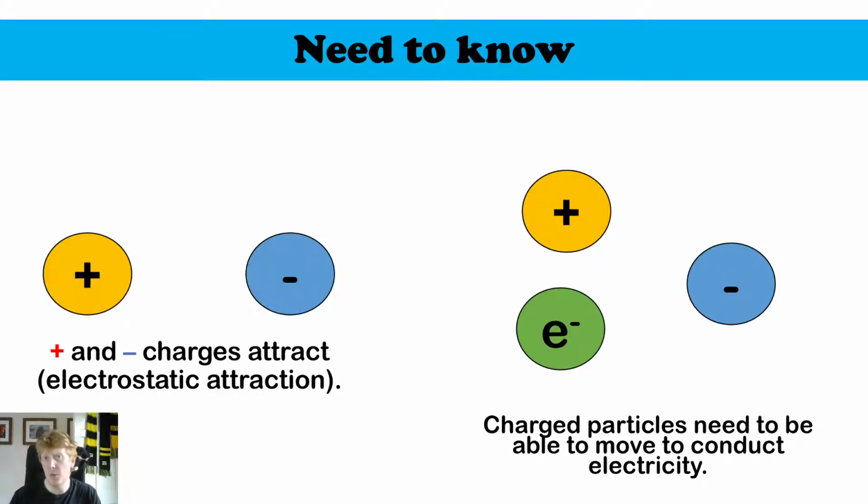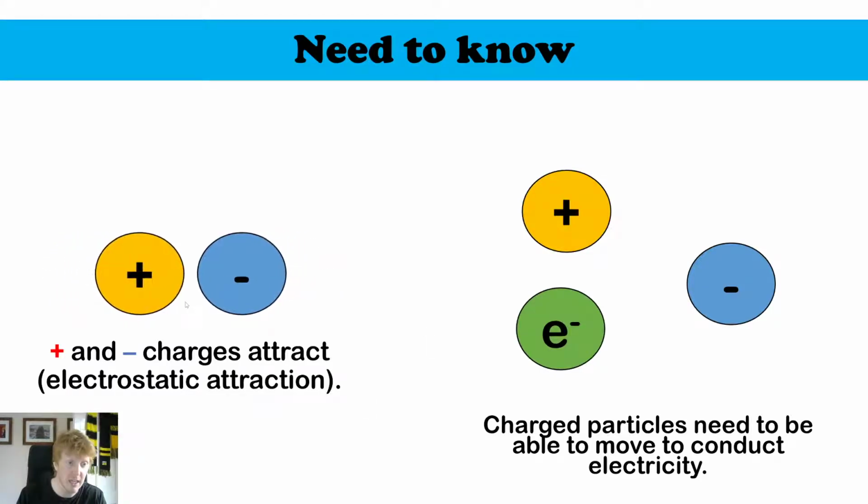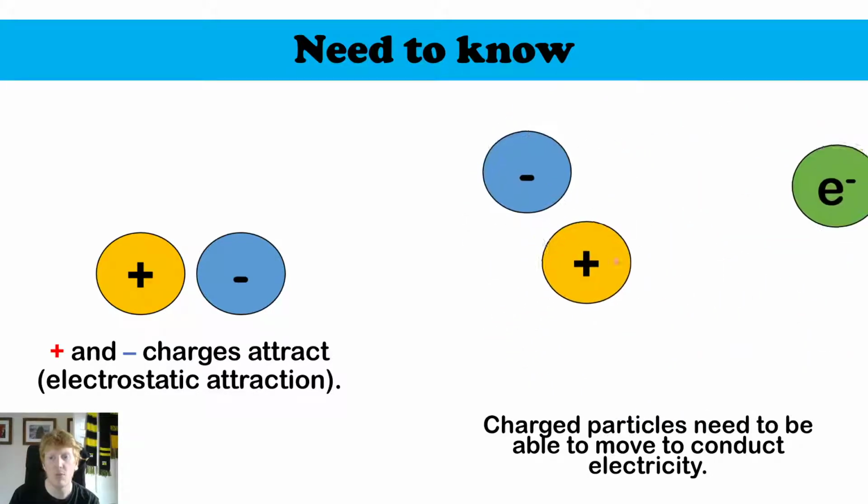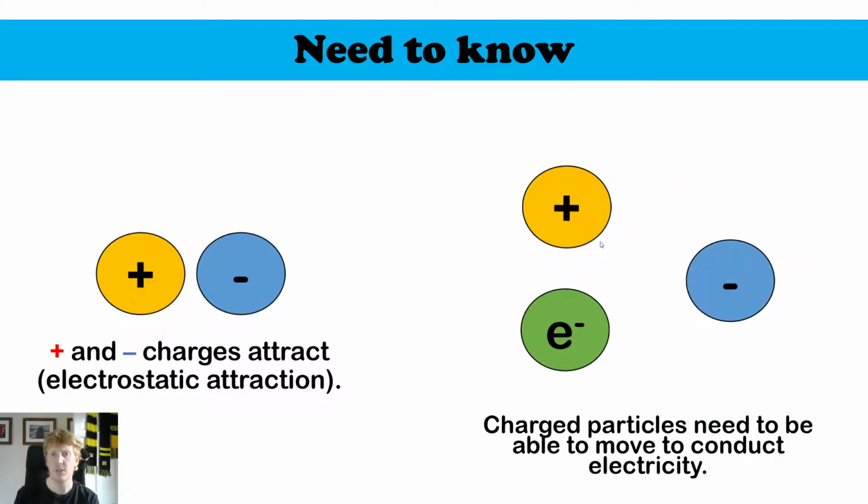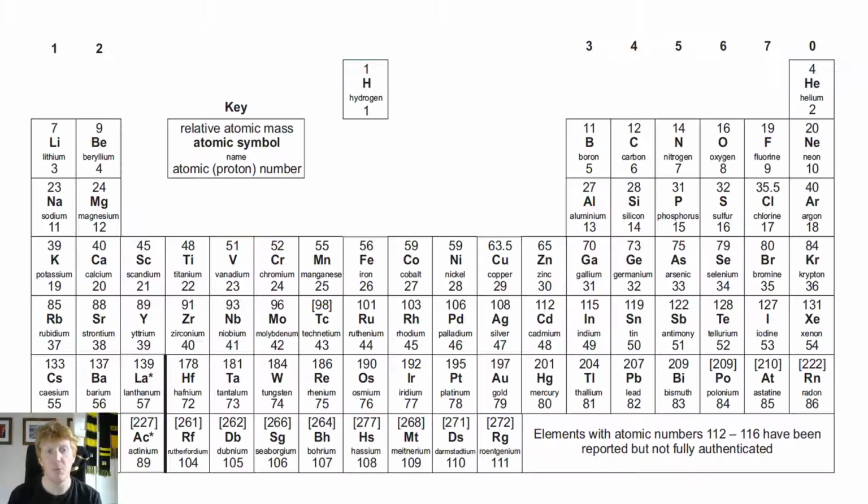Some need to knows before we get started. Always remember that positive and negative charges attract together, and this is what we call electrostatic attraction. Remember, opposites attract, and you can see that just on the left here. Also remember that charged particles need to be able to move to conduct electricity. So if these particles, either positive ions, electrons, or negative ions, can't move, they can't conduct electricity. Whereas if they can move around, you can conduct electricity. Okay, so bear that in mind as we move forwards.